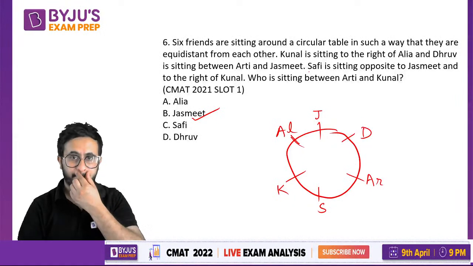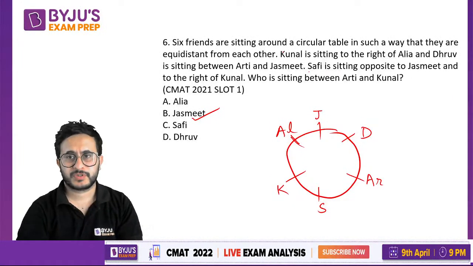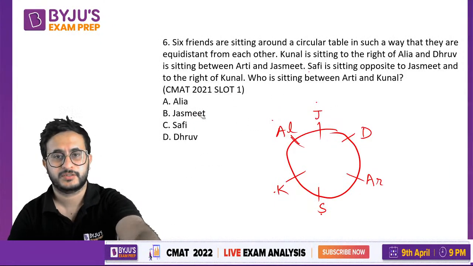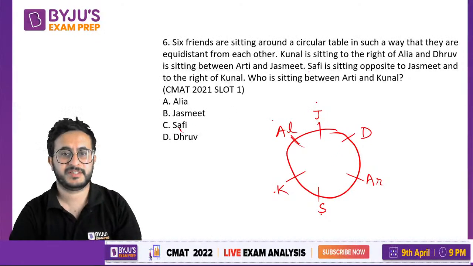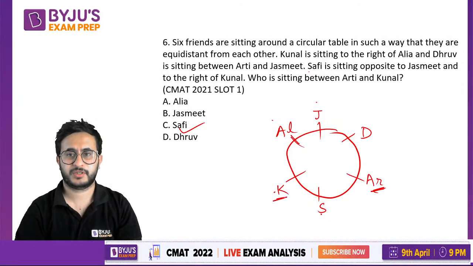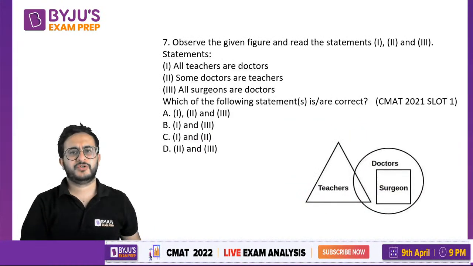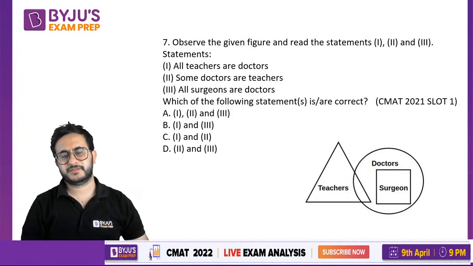Okay, Safi is sitting opposite to Jasmeet and to the right of Kunal. Okay, so this is fine. Then Kunal is sitting to the right of Alia, and Dhruv is sitting between Aarti and Jasmeet. Aarti and, acha, sorry, it is asking Aarti and Kunal. So that will be Safi. Aarti and Kunal. Okay, so that will be Safi. So read these statements and answer the question.